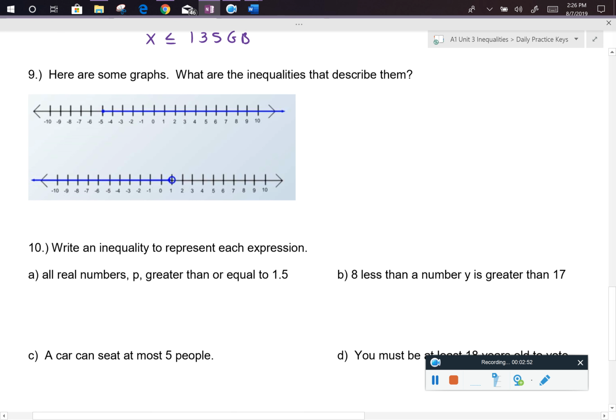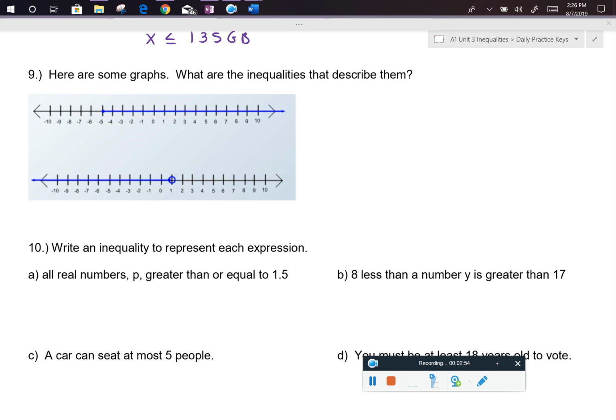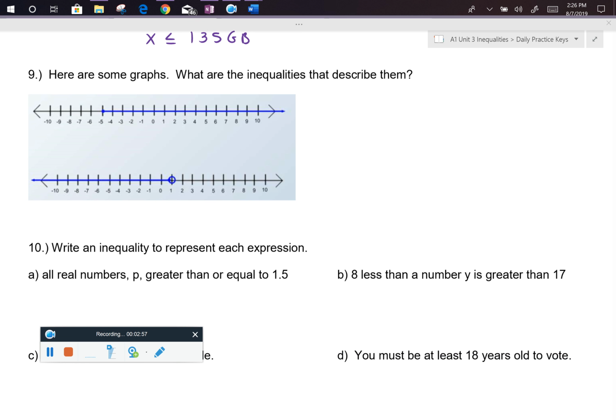Here are some graphs, and what are the inequalities that describe them? So for the top graph, I see a closed dot on -5, and I see the shading going in the greater direction. So that means the shading comprises all of the numbers that are greater than or equal to -5. On the lower graph, I see an open circle at +1, and all the shading is going to the left, which is the less than direction. So x is less than +1.